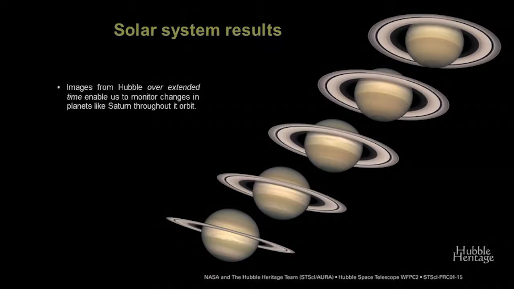So again, you see a very dramatic, spectacular image here of Jupiter. Let's move on to Saturn. As I just mentioned, we see Hubble here able to image Saturn over an extended amount of time. As Saturn orbits the Sun, it takes 30 years. Saturn's tipped on its axis. We're tipped on our axis.